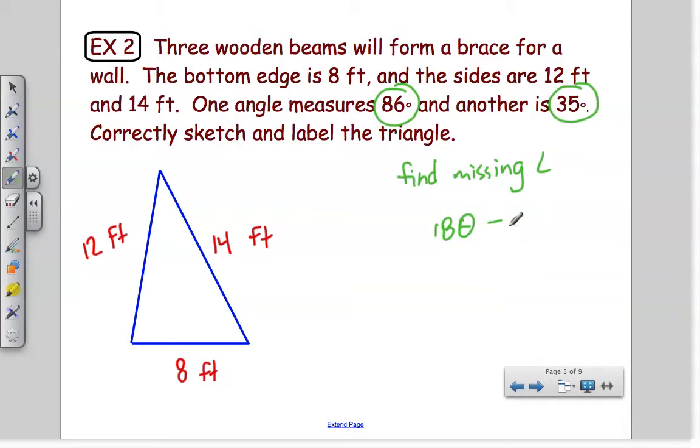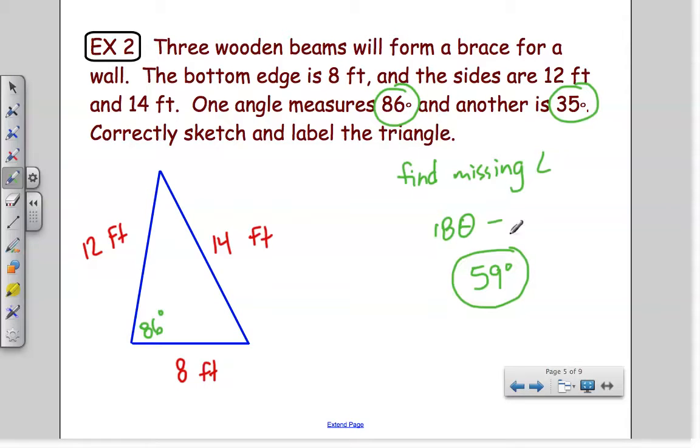180 minus what we have there, minus the 86, minus the 35. The missing angle measure is 59 degrees. All right, that helps me out. Now I know that the missing angle measure was the middle angle measure. So where am I going to put the 86 degrees? That's the biggest angle, should be opposite from the longest side. The longest side was 14. The 86 degree angle goes opposite from it right here. Actually, that angle looks pretty accurate.